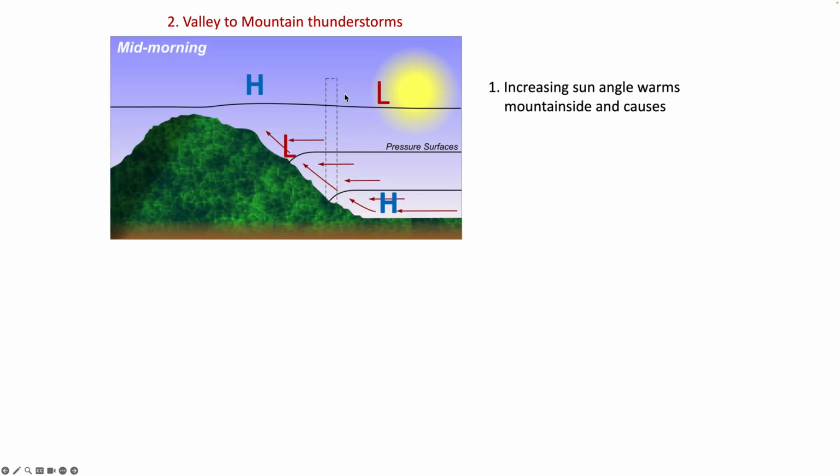Okay, let's move on to the second type of thunderstorm that is triggered by a thermal boundary. And these are called valley to mountain thunderstorms. Now, what we have in this situation is we have a mountain, and these are typically the Rocky Mountains, although we see this over the Appalachians during the summertime a lot as well.